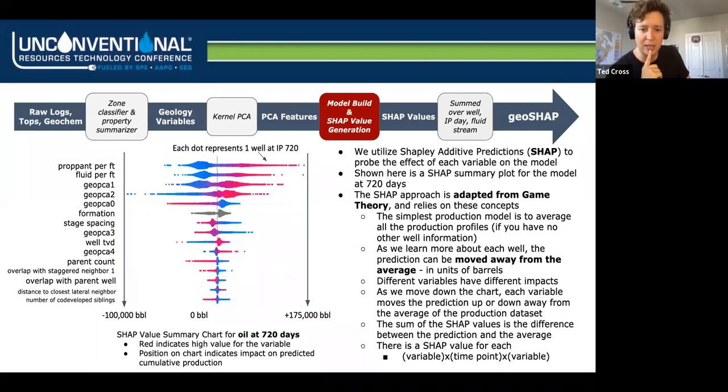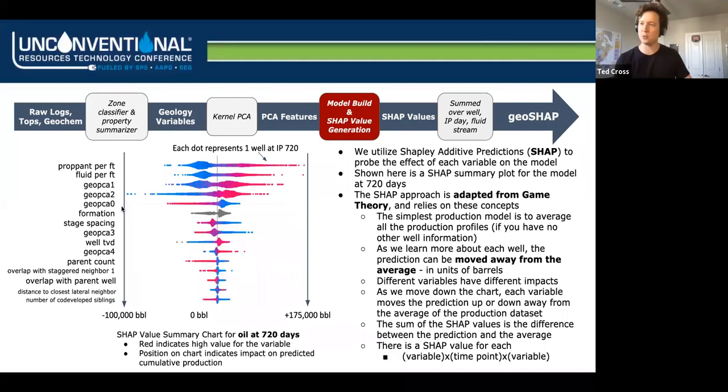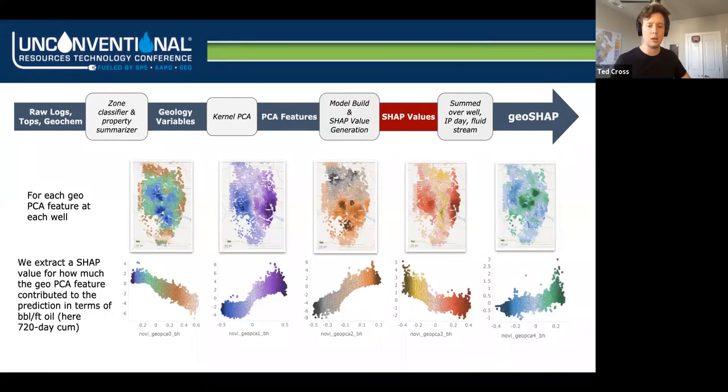So here we have the SHAP values at 720 days. You can see that the proppant and fluid rank is most important. And then you get into a lot of the GeoPCA features. So of course, geology is very important, even if geologists are wrong a lot of times. And it's nice to see that the model has those ranked very highly, because for a basin-wide model that needs to be the case. Okay, so here I have the GeoPCA features along with the Shapley values for each of those.